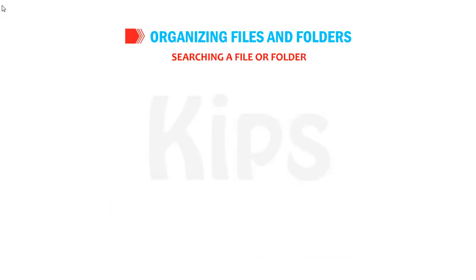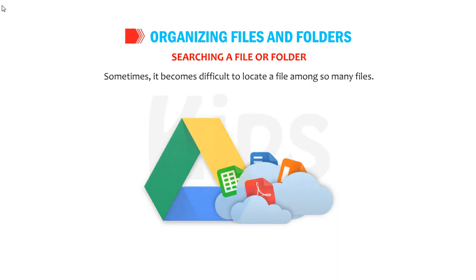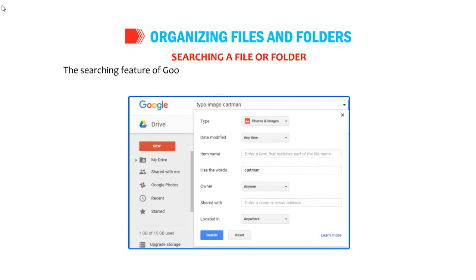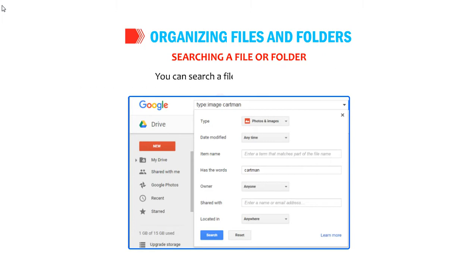Searching a file or folder. Users can store a large number of files on the massive storage capacity that Google provides. Sometimes it becomes difficult to locate a file among so many files. The searching feature of Google Drive enables you to look for a file using keywords that exist within the file or file name. You can search a file using 3 methods.